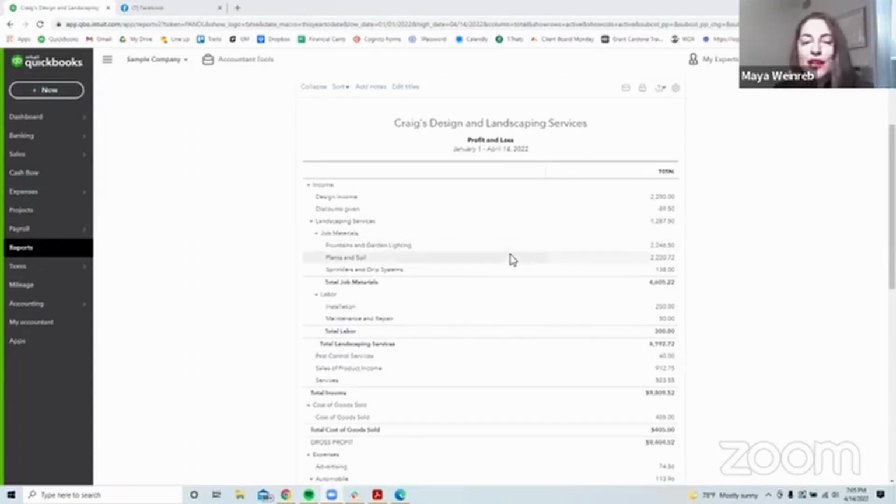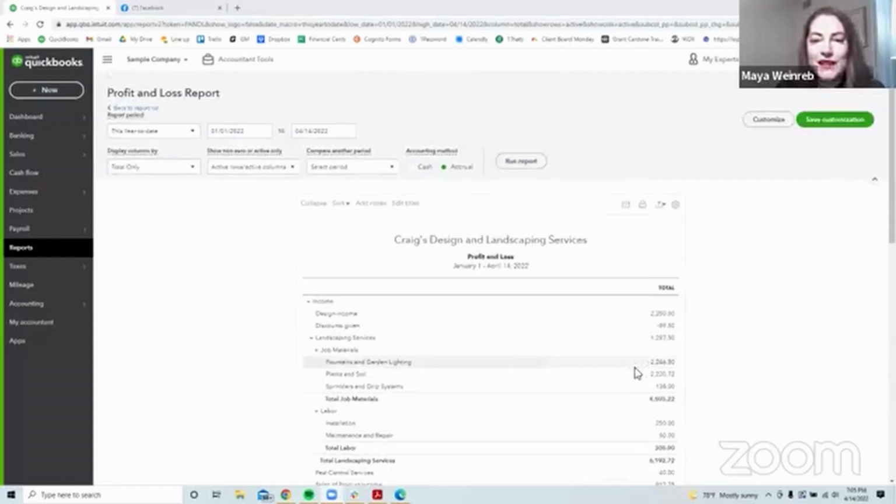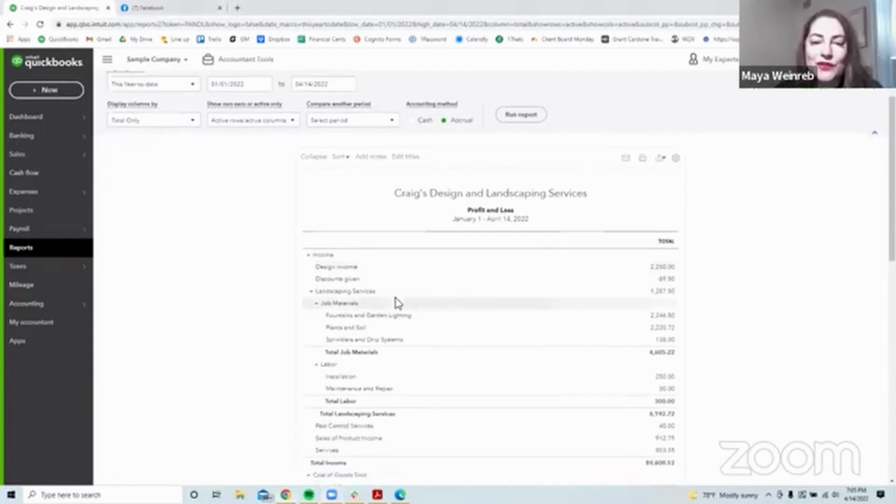So the first report that I wanted to go over with everyone is, and I've talked about it a few times, the profit and loss report, profit and loss statement. And again, this is a fake company in QuickBooks, so you don't have to worry about anybody's personal information or anything in case you're worried about that. You're probably not, but I get worried about that kind of stuff. This is a sample company in QuickBooks called Craig's Design and Landscaping Services. So Craig, thank you for showing us your books.